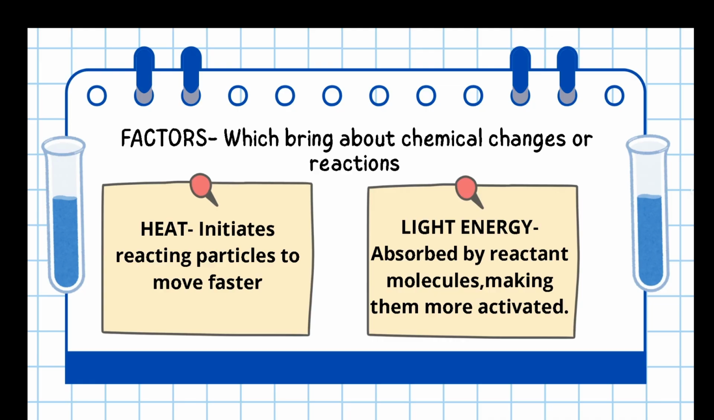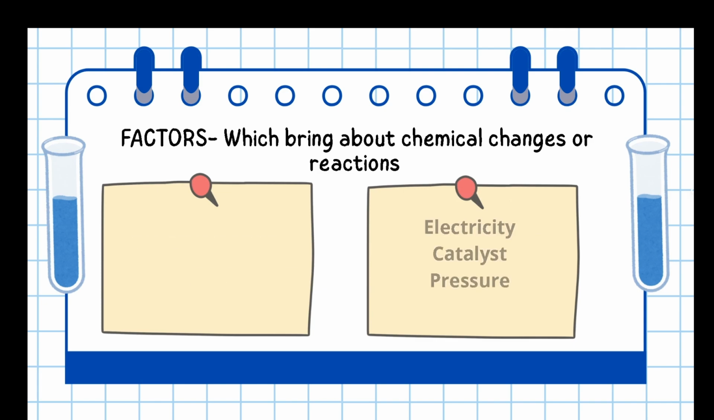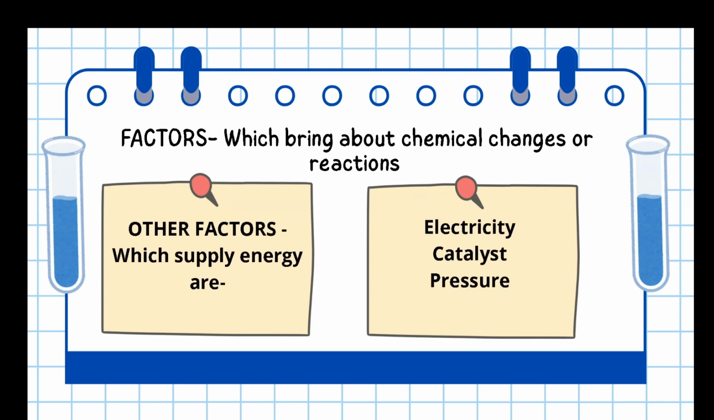So overall, what is happening? Heat and light energy, and other factors like catalyst and pressure, all together bring about a change in a chemical reaction. You need to understand that when we are discussing reactions, whatever is mentioned in a chemical reaction, those factors are helping in bringing about a chemical change in that given reaction.